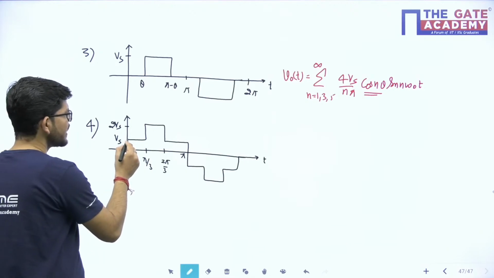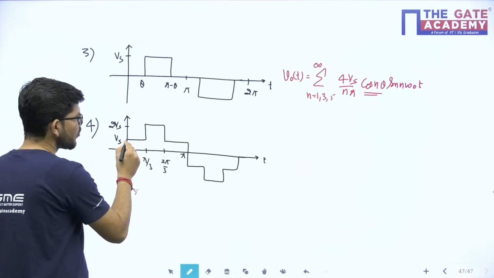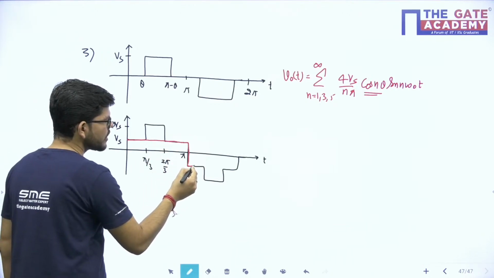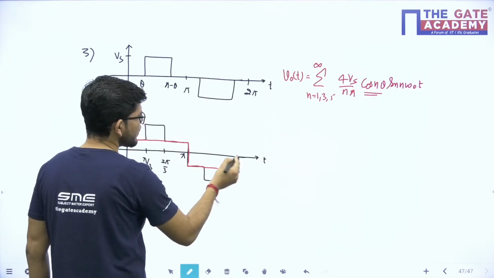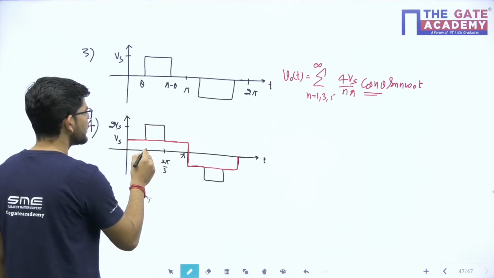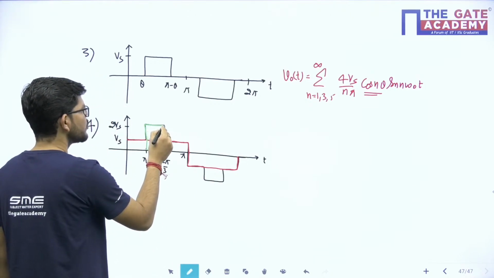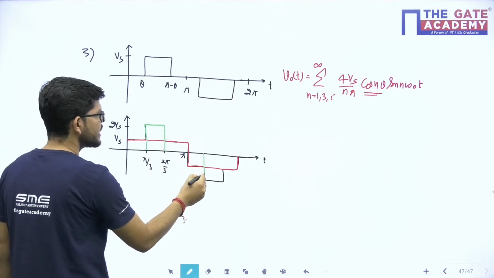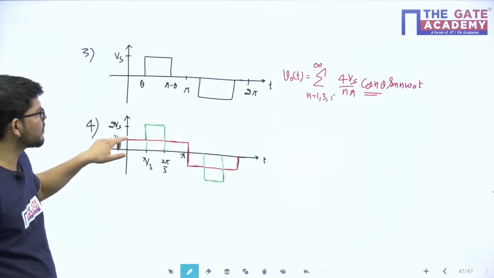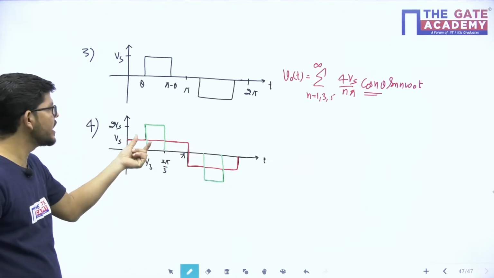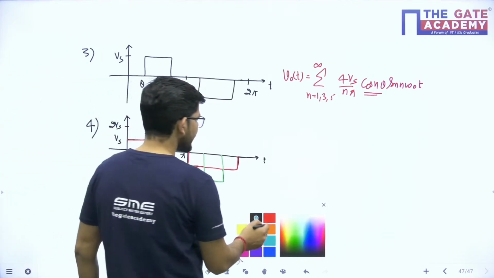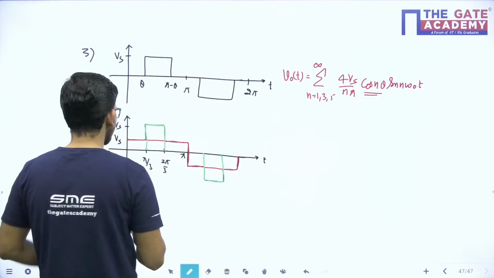We can divide this waveform into two portions. One portion is the red portion, which is a complete square wave. After that, we have a green portion, which is only this part of a square wave, quite similar to the quasi square wave, isn't it? The red portion is a complete square wave and the green portion is a kind of quasi square wave. So what will be the complete Fourier series of this waveform?